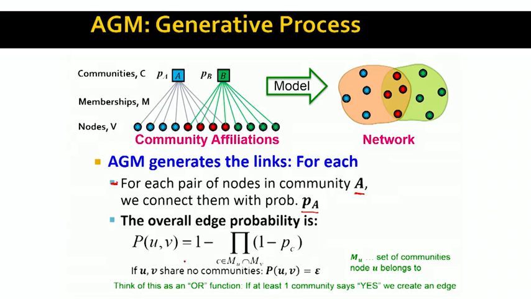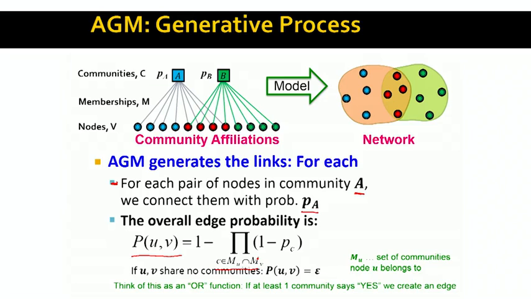And the formula that describes this, I have it down here. All we are saying is the probability that nodes U and V are connected is 1 minus the product over all the communities they have in common of 1 minus the probability of each given community creating a connection. The way to think about this formula is the following: 1 minus P sub C basically tells us the probability that a pair of nodes does not connect because they have a community in common.